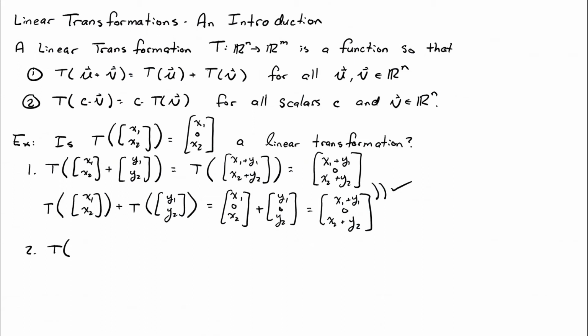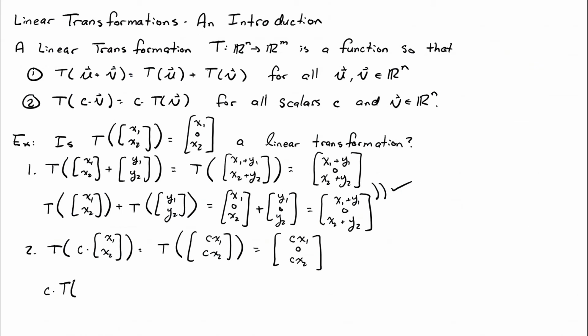The scalar multiple is similar. Start with T(c(x1, x2)), push the c inside the vector, and apply T. Do the other side of the equation, c times T(x1, x2), apply T, and push c inside. Again, we get the same thing. Therefore, T is a linear transformation.